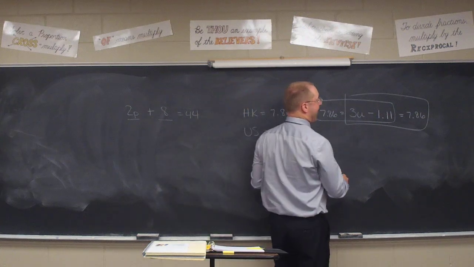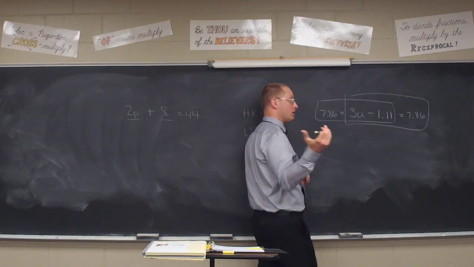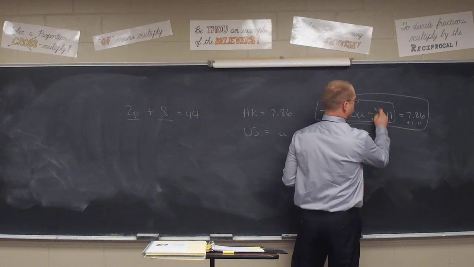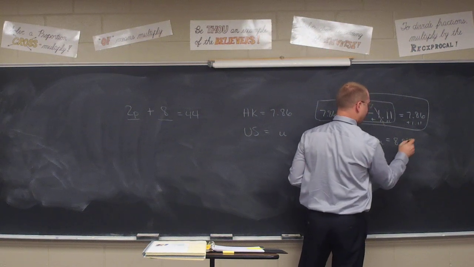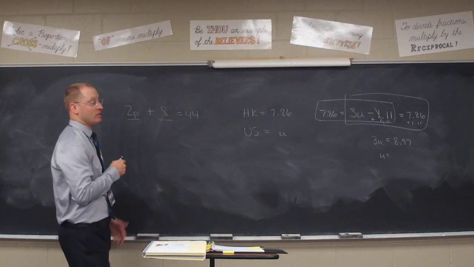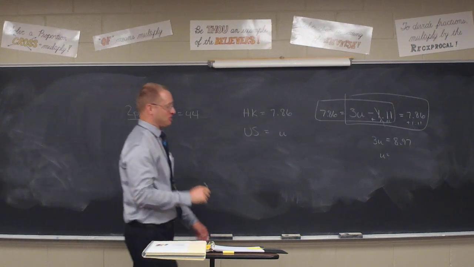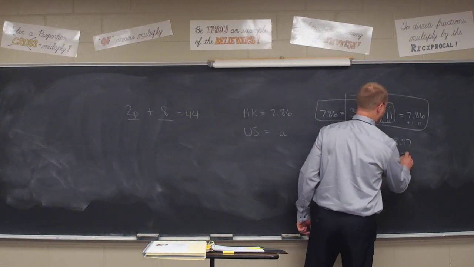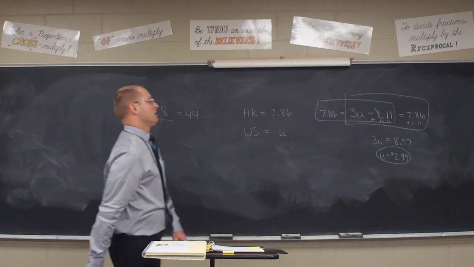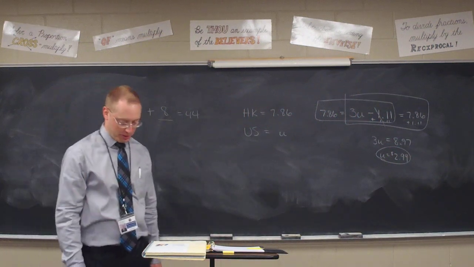From here, class, we would need to add a positive $1.11, and that'll give us 3u is equal to, what is this, 897? Yes. Divide both sides by 3, anyone? 299. We got 2.99 going on in the U.S. back on that date back in 2018. It was pretty high back then, still pretty high now.